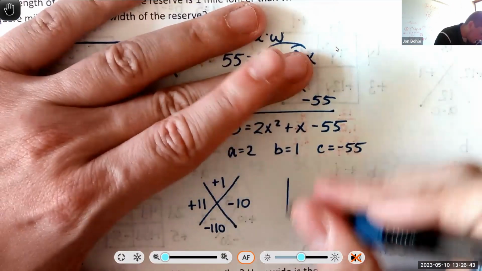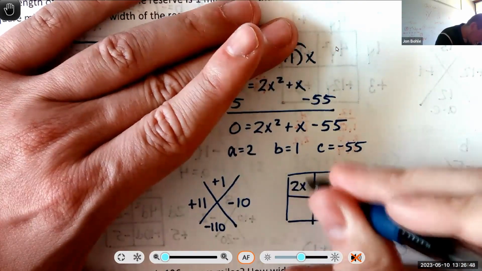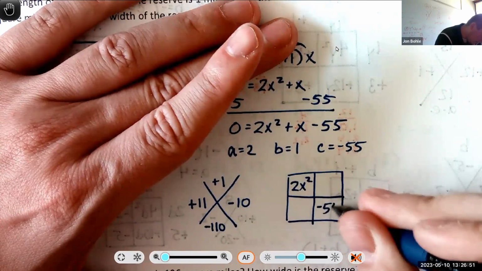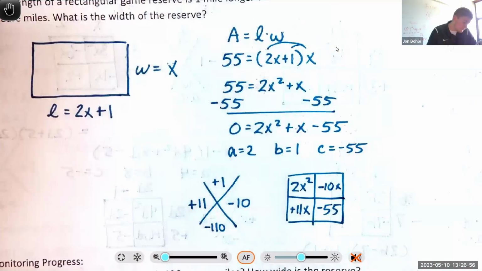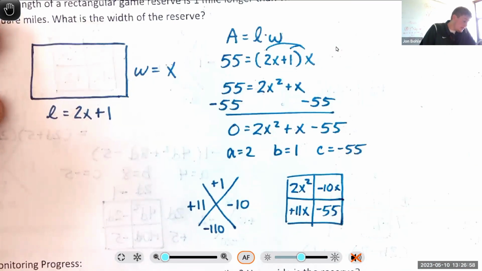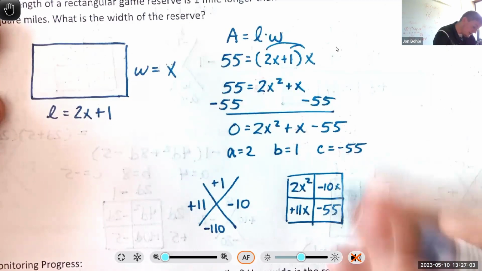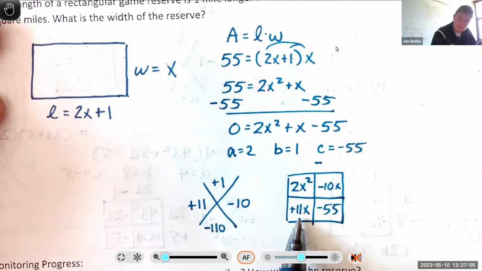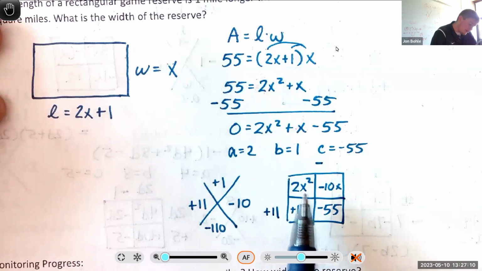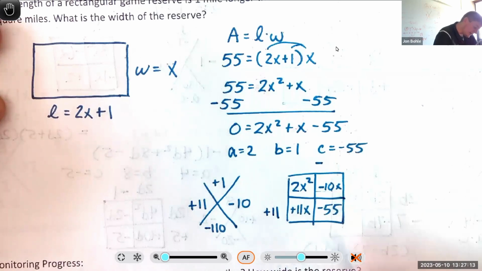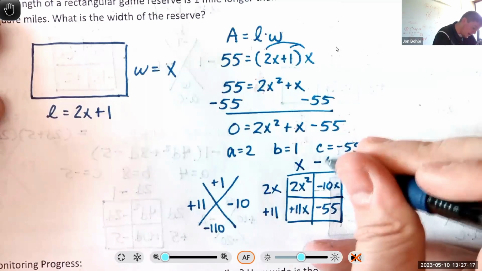Then once we do that, we can set up the box. This will be 2x squared, this will be negative 55, this will be 11x, and this will be negative 10x. Then we have to find the greatest common factor, and the negative is going to come out here. This one's easier: the biggest number that divides out of 11 and 55 is 11. The biggest thing that divides out of 2x and negative 10x would be 2x. That would be x, and then this would be 5.